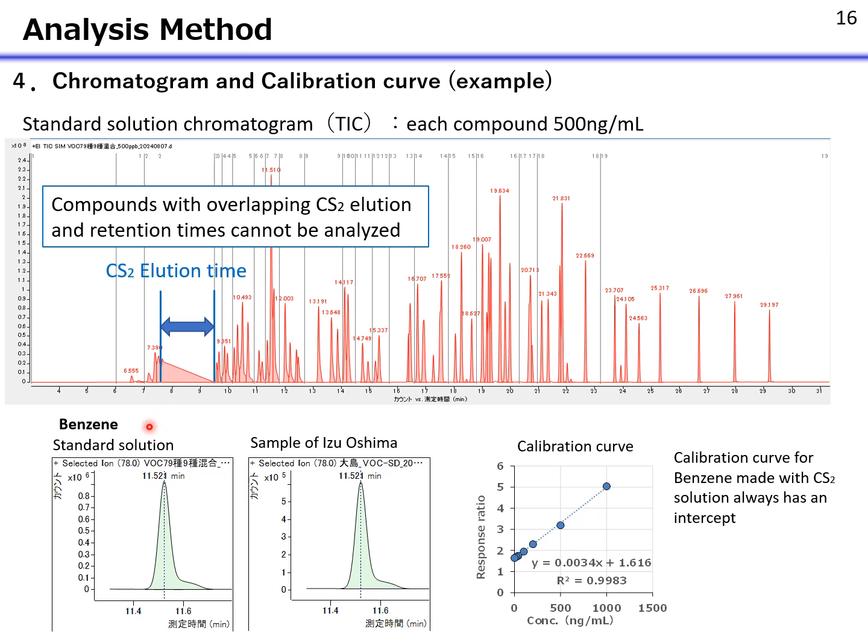As an example, the chromatogram of standard solution benzene and the chromatogram of ambient air sample and calibration curve are shown. The chromatogram of both standard solution and ambient air sample for benzene are good shape. The calibration curve of benzene is also highly linear, but an intercept can be seen in the calibration curve made with carbon disulfide solvent. This is considered to be a blank concentration of benzene present in the solvent.